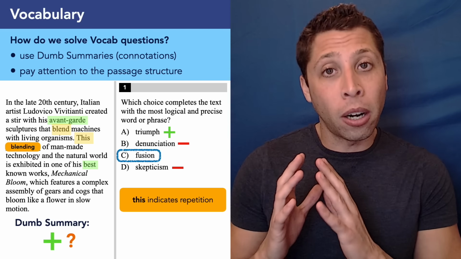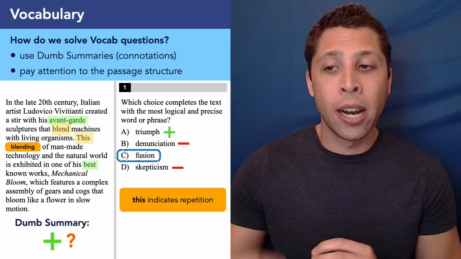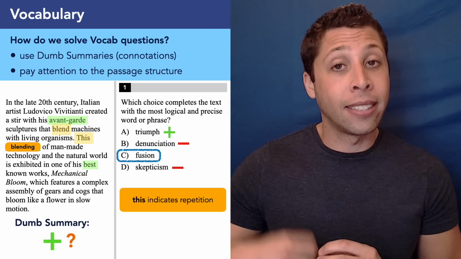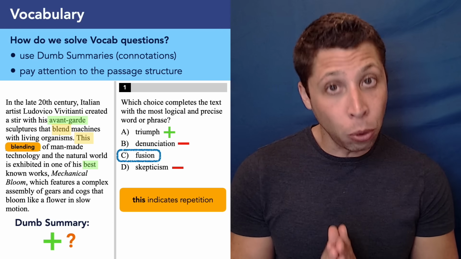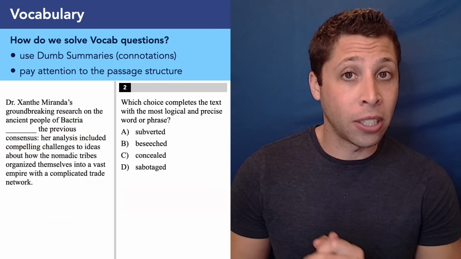And so when we are trying to figure out what goes in these blanks, what word is going to be our right answer, it's not enough for it to make sense, to sound good. We need evidence and proof that it's right, and dumb summaries will help us find that. Let's look at another question that's very similar.